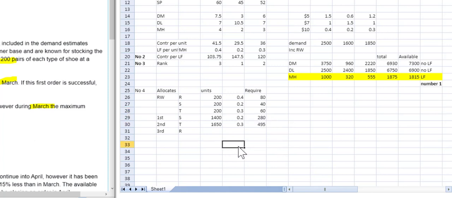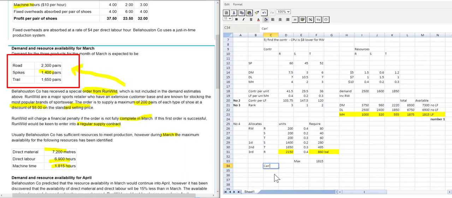Now the maximum we've got available, we were told, is 1815. So the balance is therefore going towards road. And you need to work backwards. So road need 0.4, therefore available is going to be that divided by 0.4 is what they're going to be able to produce. What they can't produce, just so you know that now, they can't produce 2,300. So they can't produce 2,300 minus that. So 150 pairs of road.